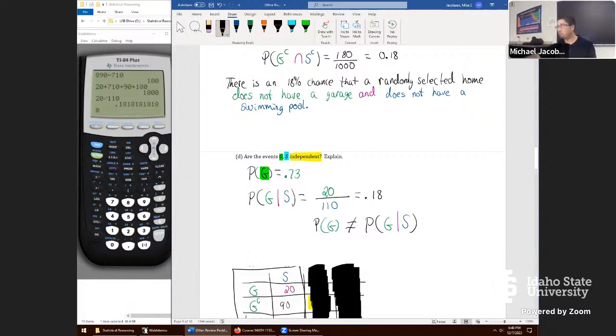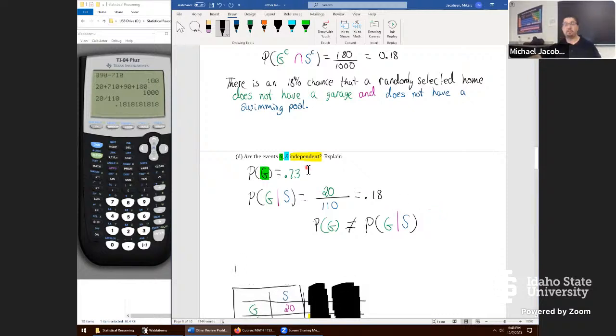So the next thought we would want to have here is, what is the probability of G? It depends. The full-on probability of G is 0.73, but if you know that the person had a swimming pool, the probability of G will change, and it will change drastically down to 0.18. So because of this not equals right here, our conclusion will go like this.